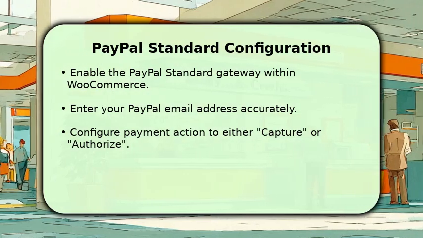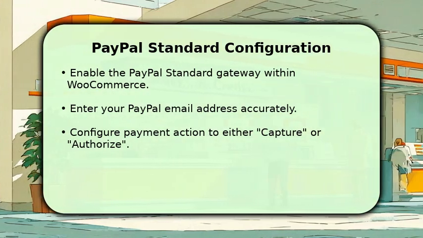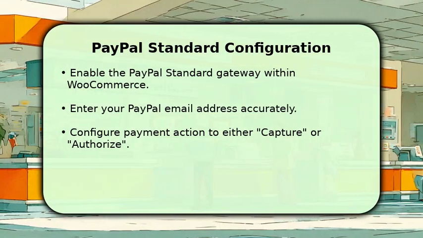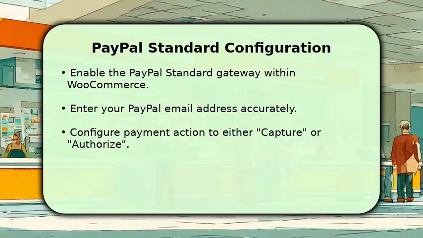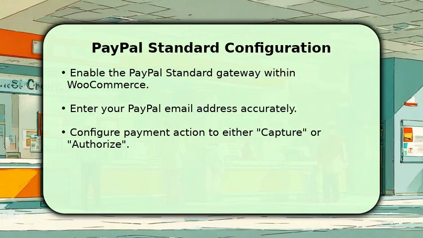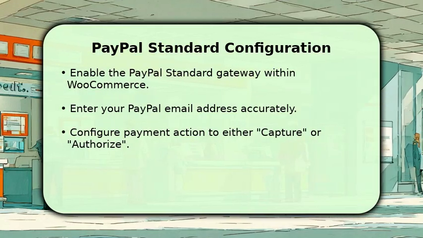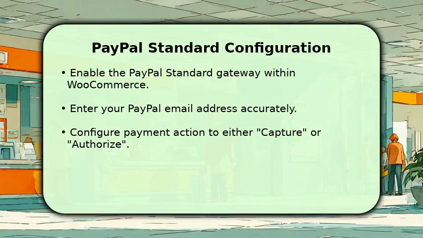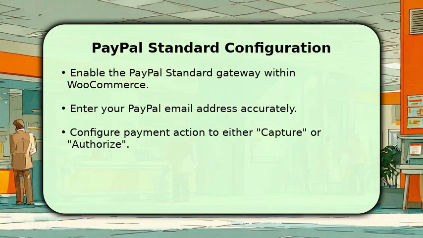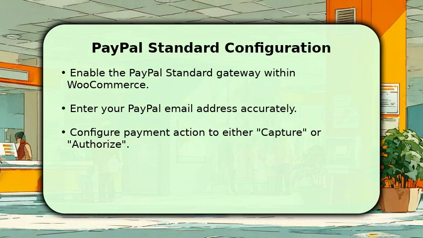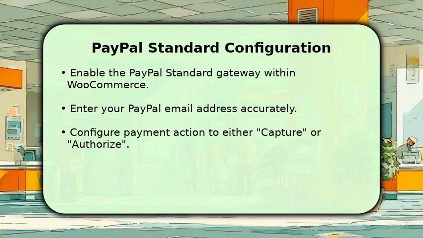Now let's configure the PayPal Standard Gateway. Within your WooCommerce settings, enable PayPal Standard. It's crucial to accurately enter your PayPal email address, as this is where your payments will be sent. You'll also choose your payment action, either capture to immediately process funds or authorize to hold them for later capture. Don't forget to set up Instant Payment Notification, or IPN, for seamless order status updates.